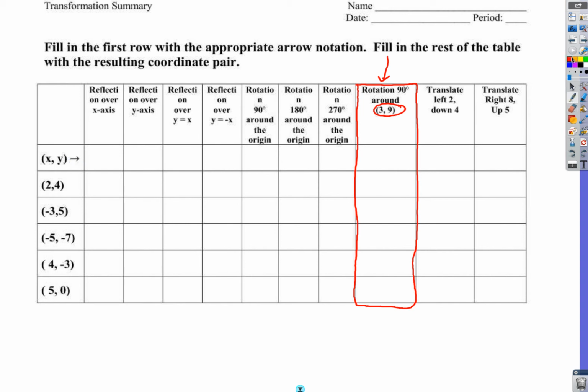Malachi will let you get it started. If I get a point x comma y and I want to reflect it over the x-axis, how would it change? Oh, that's exactly right. The x and the y on this one do not switch position. All that happens is that the y changes sign. Very good.